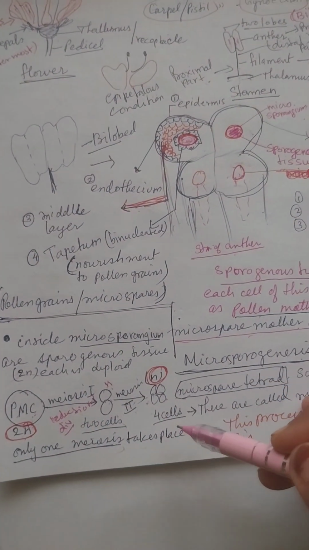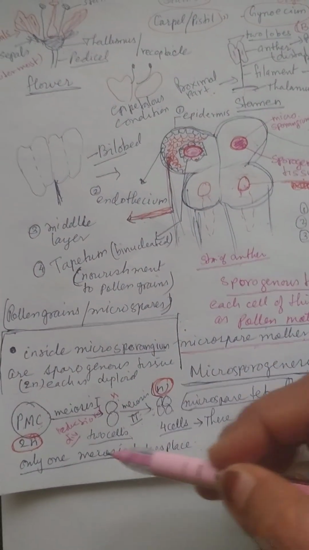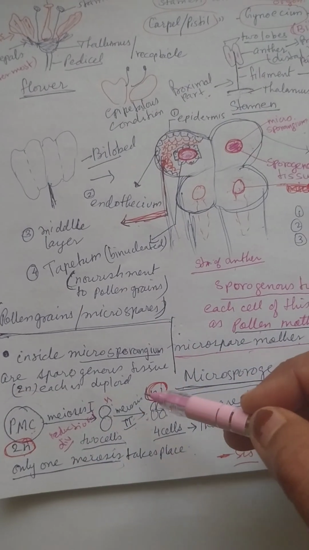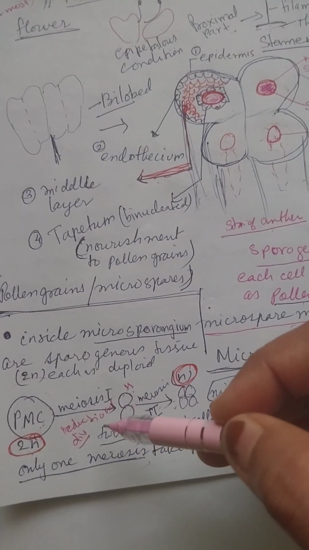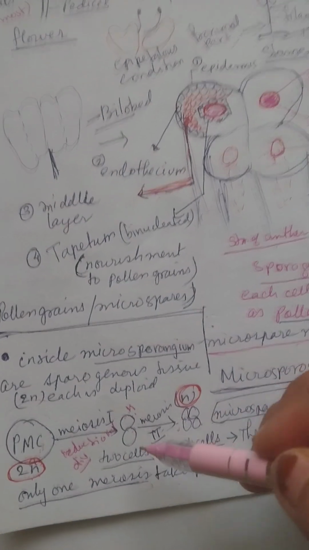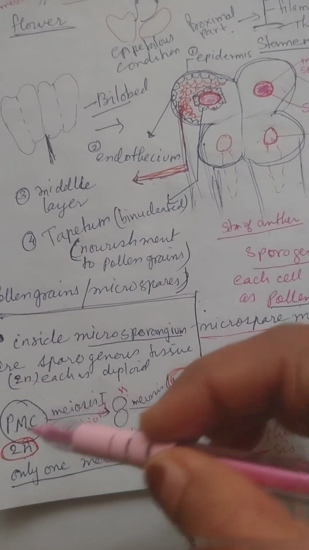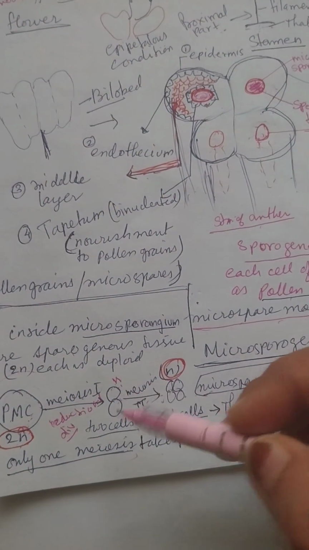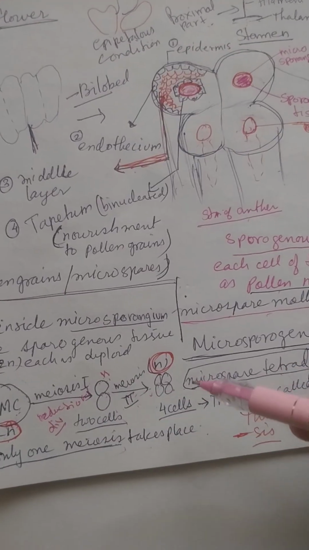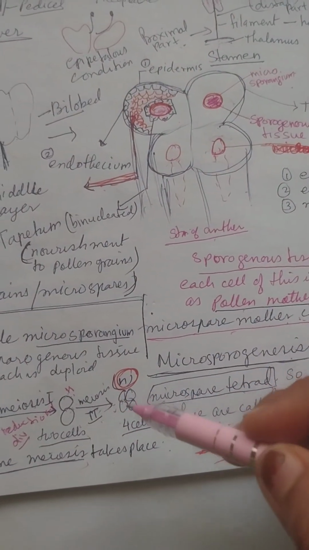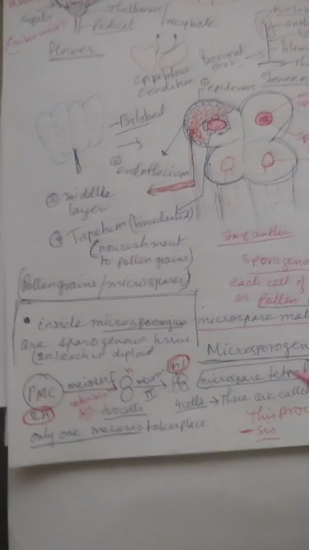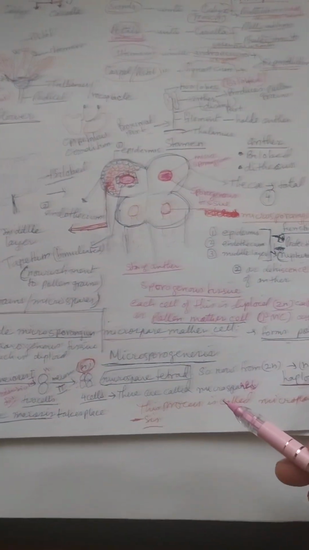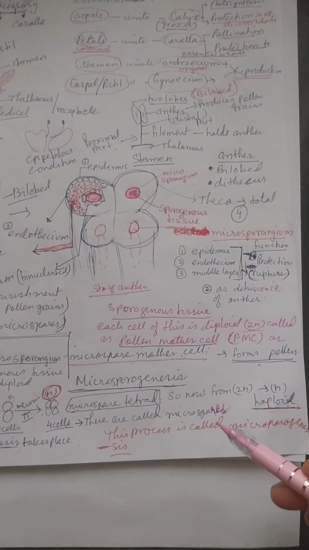Only one meiosis division will take place, but we know that in one meiosis two phases are there, meiosis 1 and meiosis 2. So meiosis 1 is reductional division, so two cells will be formed, but they will be haploid in nature. From 2n it will become n. Now meiosis 2 will complete and four cells will be formed, which will be known as microspore tetrad. The process of formation of the microspore tetrad from microspore mother cell is known as microsporogenesis.